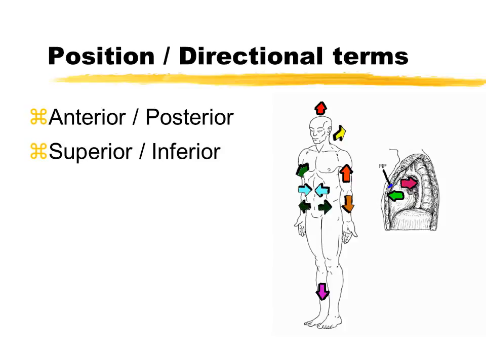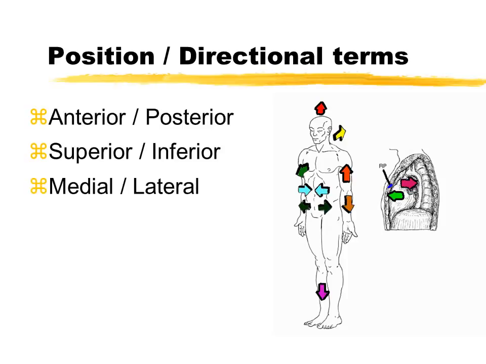Now the next pair of terms, superior and inferior. Basically the red arrow right here is superior, because superior is referring to closer to the head than any other of the body structures, while inferior, the violet arrow down here, means closer to the feet or farther from the head, however you prefer to look at it.